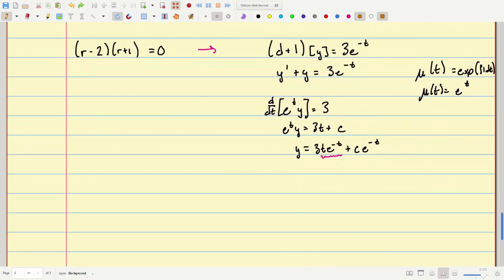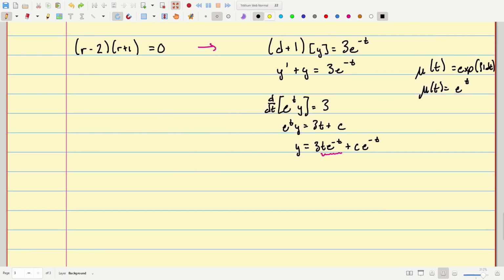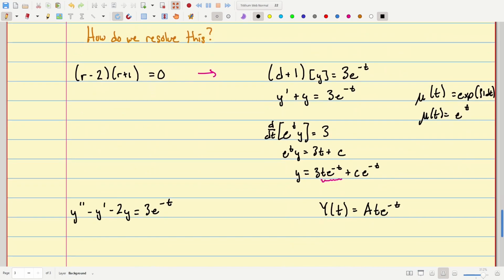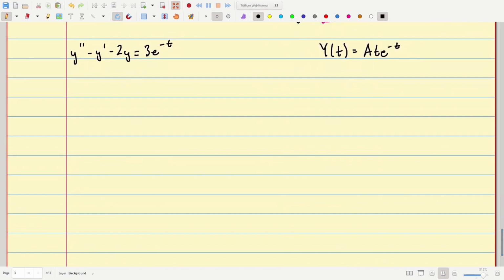So let's try this again. Our guess is going to look like a t e to the minus t. Our differential equation is y double prime minus y prime minus 2y equals, it was, 3e to the minus t. Double check, make sure that's right. Yeah. Okay, so now we plug all this in.